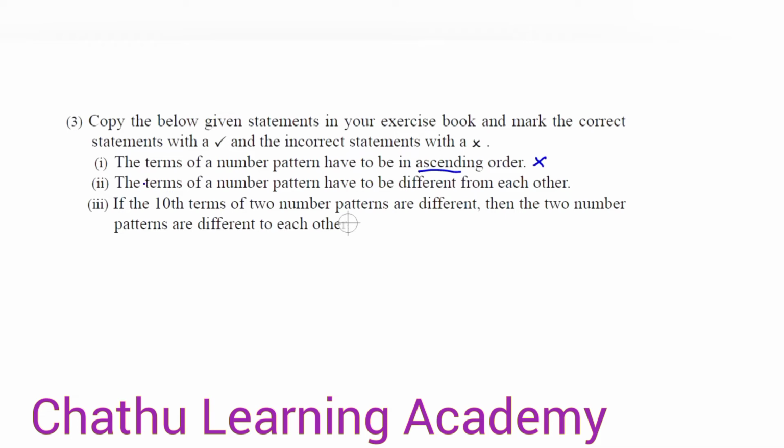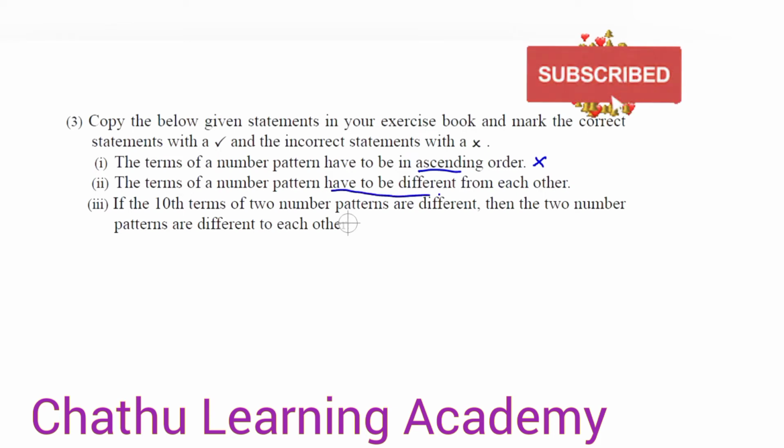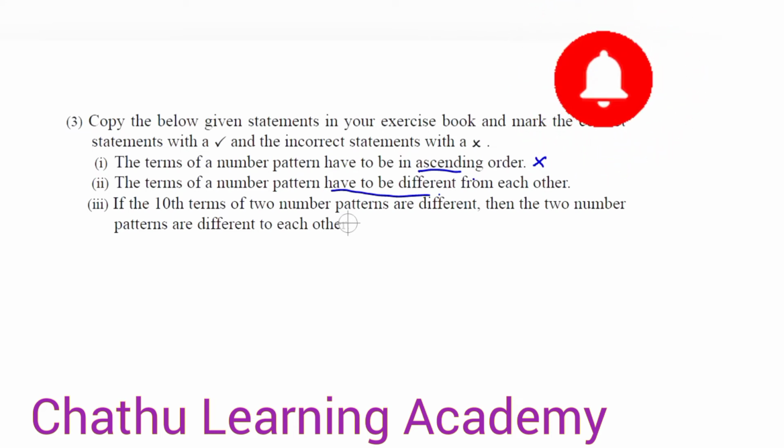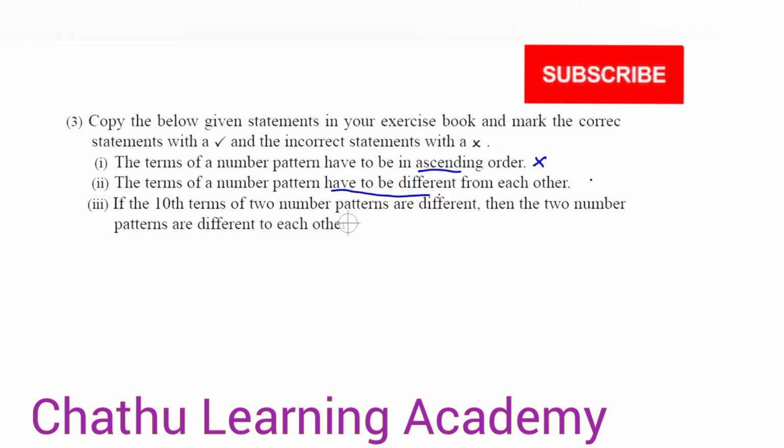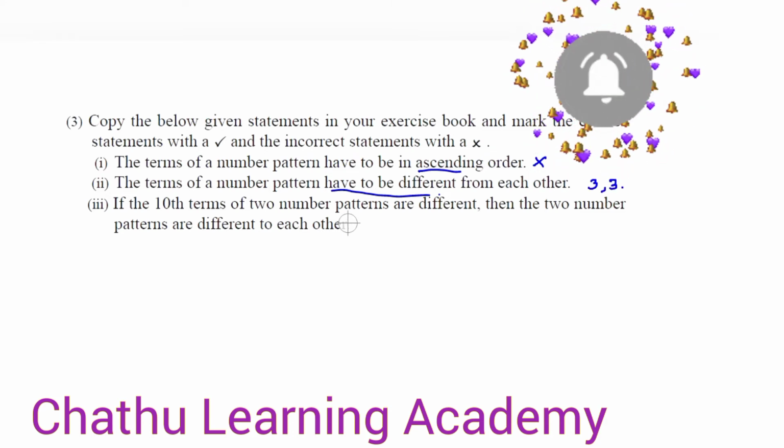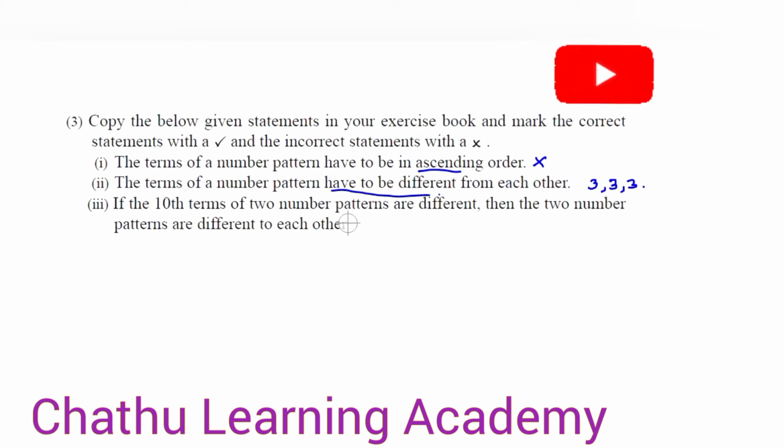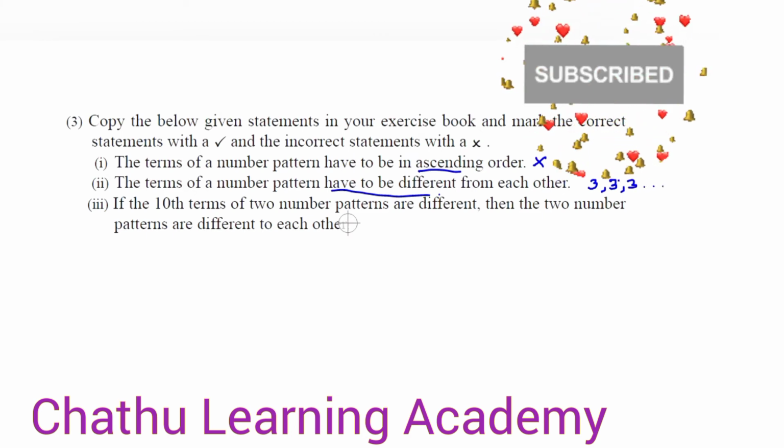Look at the second one. The terms of a number pattern have to be different from each other. Have to be different? No, it's also wrong. Sometimes there may be number patterns with similar terms. Like this, 3, 3, 3. Then this pattern is also okay.